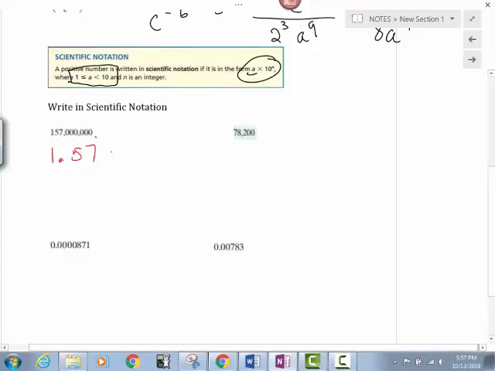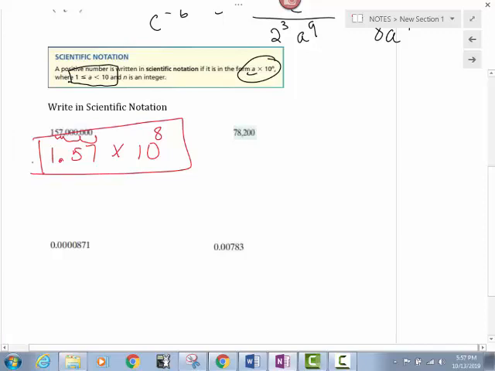Okay, now the next part, we're going to multiply it by 10 times some power. The power is just telling me how many spaces I moved my decimal point. So let's count. That's 3, that's 6, 7, 8. We moved it 8 spaces. Okay. So the way we write that number in scientific notation is 1.57 times 10 to the 8th.